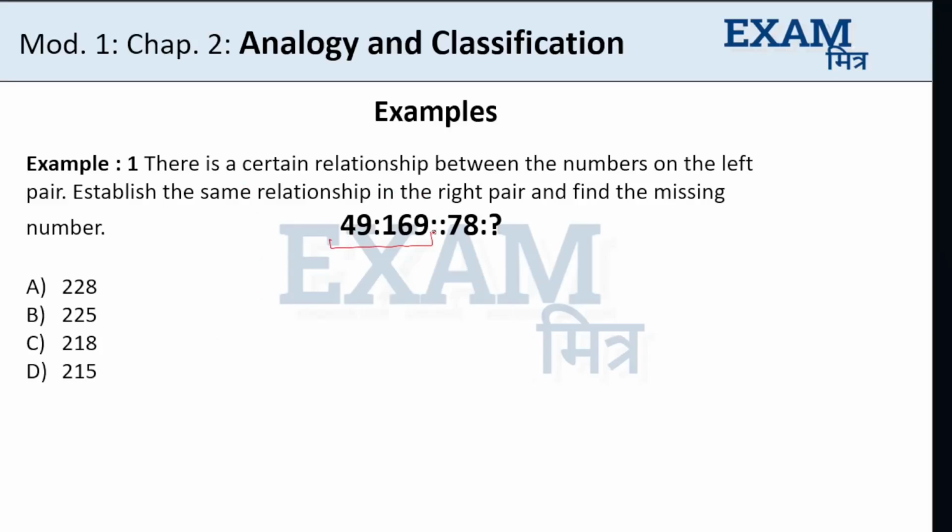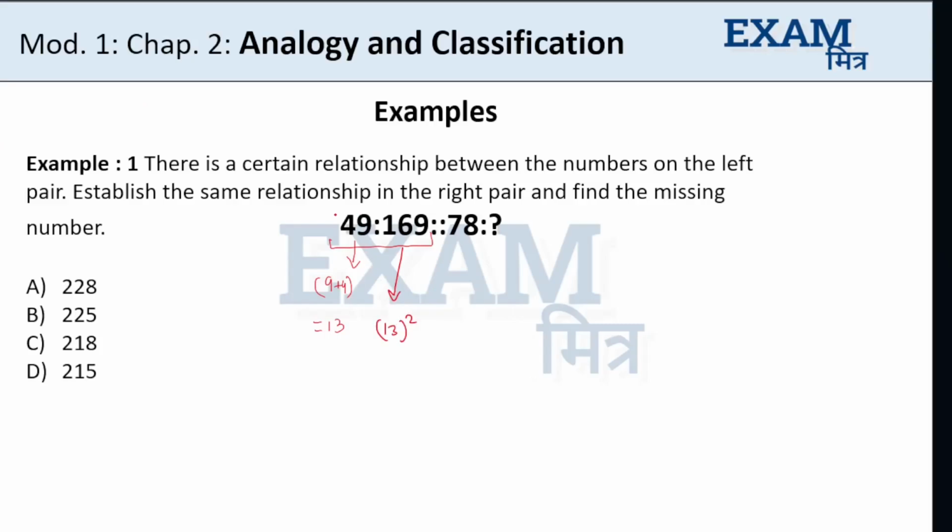So we need to find the relationship between these two, and the same relationship must be applied to the next pair. Now you can see this is 49, this is 169. Let's see what is the sum of these two. 9 plus 4 equals 13. And this one you can see it is 13 square.